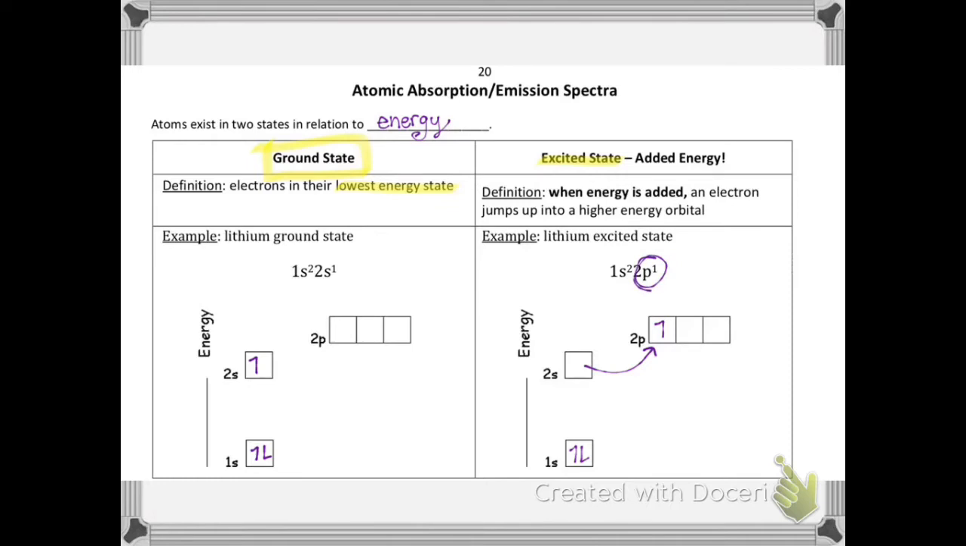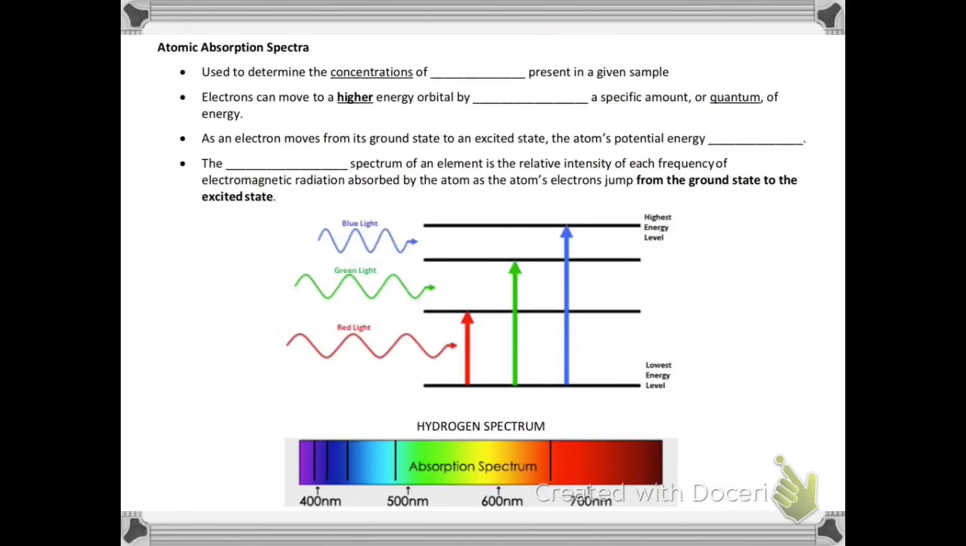So atomic absorption spectra can be used to determine the concentration of elements in a sample by forcing electrons to jump up when they absorb a specific amount of light. As the electron moves from its ground state to an excited state, of course it has gained energy, so the atom's overall potential energy increases. And so you can look at the absorption spectrum to see the relative intensity of each frequency that has basically been absorbed by the electrons jumping up.